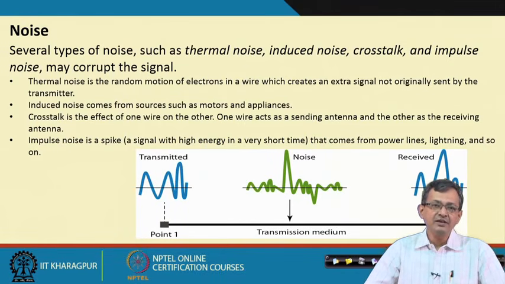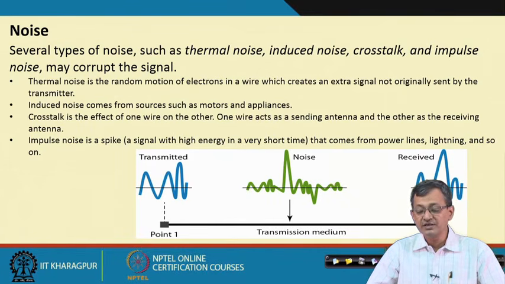And finally, we have noise as an impairment. Several types of noise, such as thermal noise, induced noise, crosstalk, and impulse noise, may corrupt the signal. So, there can be different noises. Thermal noise is the random motion of electrons in a wire which creates an extra signal not originally sent by the transmitter. So, that is thermal noise.